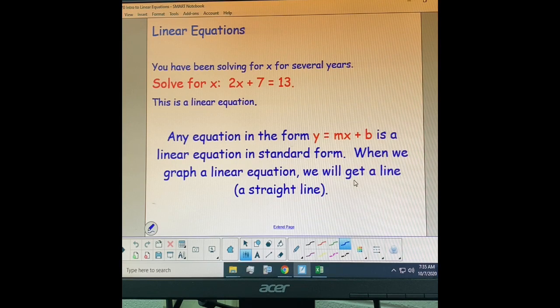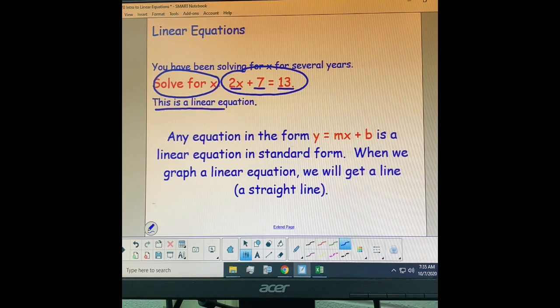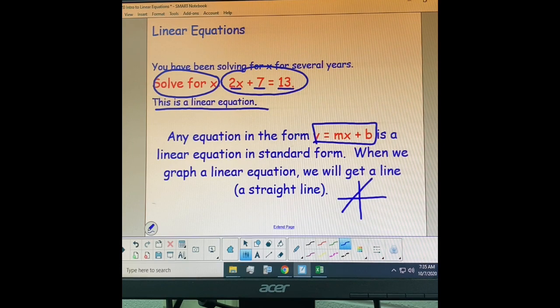You've been solving for x for quite some time now. This is a linear equation. Any equation in the form y equals mx plus b is a linear equation in standard form. When we graph a linear equation, we will get a straight line.